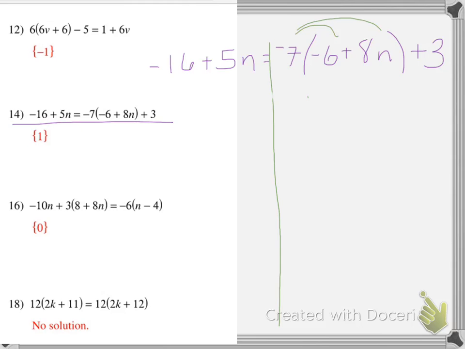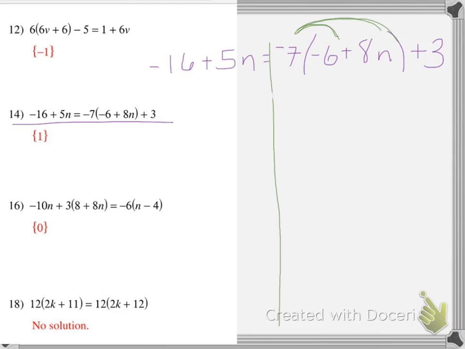So when you use the distributive property in this case, we would wind up with a negative 7 times a negative 6. That's the first loop. That gives me a positive 42. And then a negative 7 times a positive 8n. That gives me a negative 56n plus 3. I'm just bringing down that. Now I'm going to make it a little smaller while I talk to you.